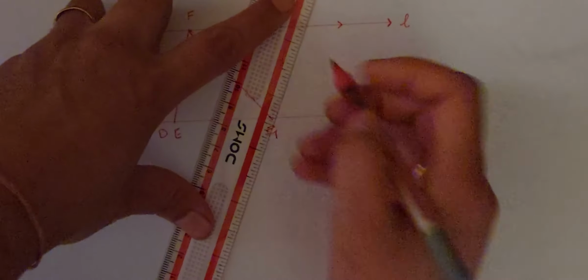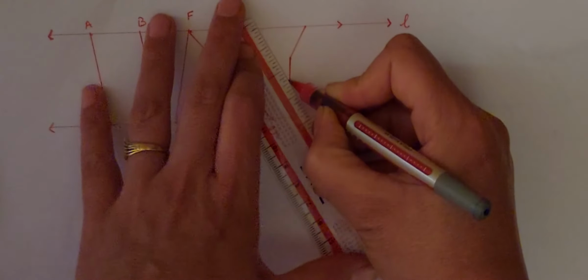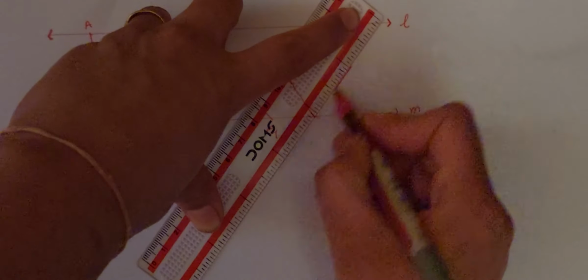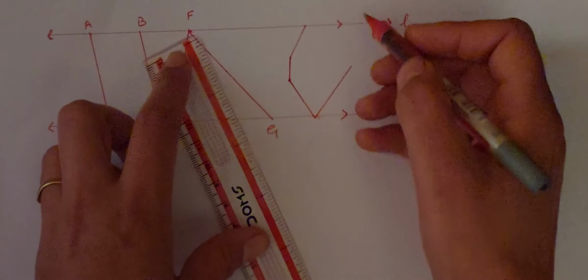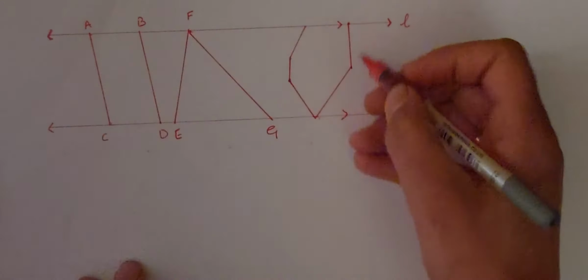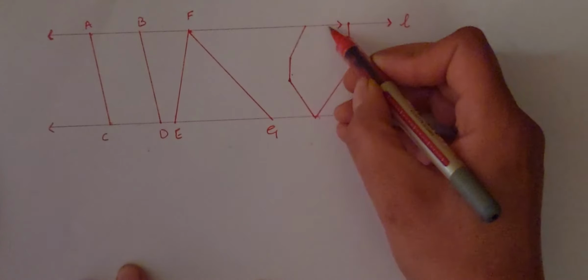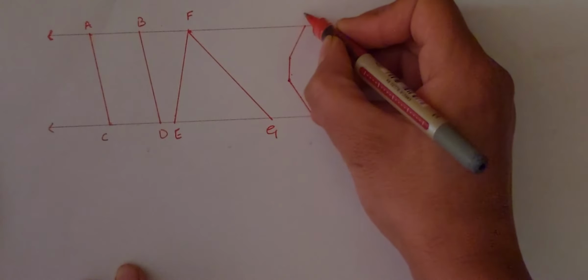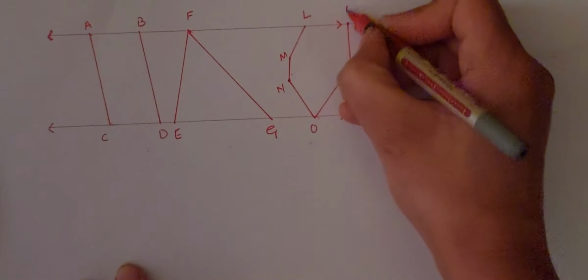Okay, so this is one side, second side, third side, fourth side, and fifth side. So 1 2 3 4 5 6. Okay, it's a hexagon, sorry. So 1 2 3 4 5 6. So I have made a hexagon here. Let's name it LMNOPQ.